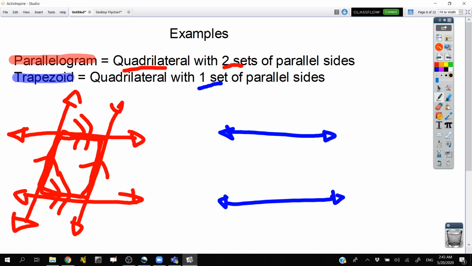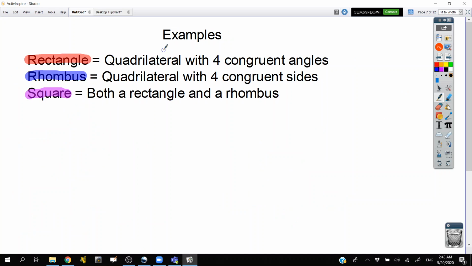And then the other 2 sides are not parallel. So I can kind of connect these however I want to. And then it makes this quadrilateral inside of there that is a trapezoid because 2 of those sides are parallel. So there's some definitions. A few more examples: rectangle, rhombus, and square.